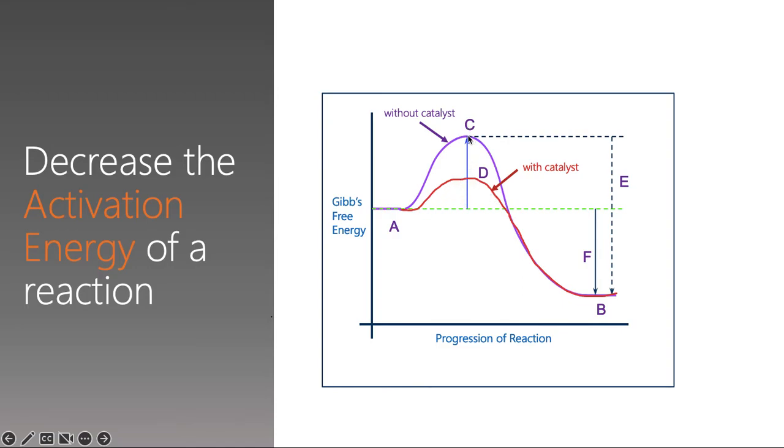I don't have to go as high up here, but I do not alter the energy of the reactants, nor the energy of the products. Those numbers stay the same. The only thing the catalyst does is it lowers this hump, and so it's easier for molecules to go over it. They can go over it without having really high kinetic energy, and so it can speed up the reaction.